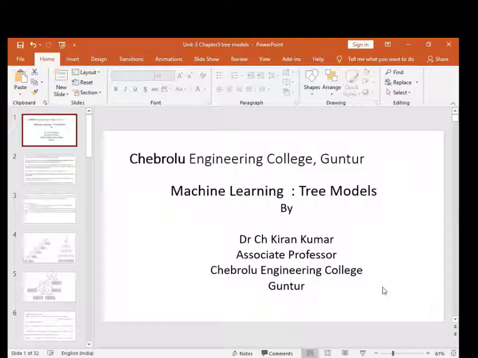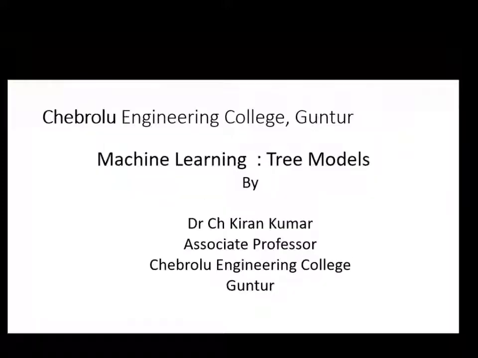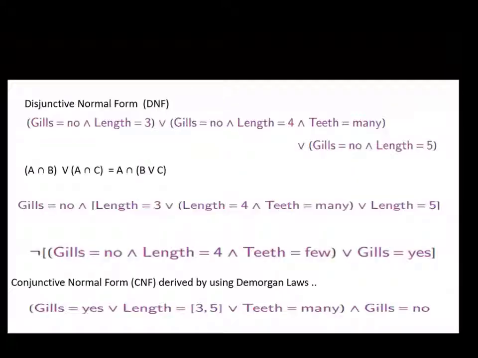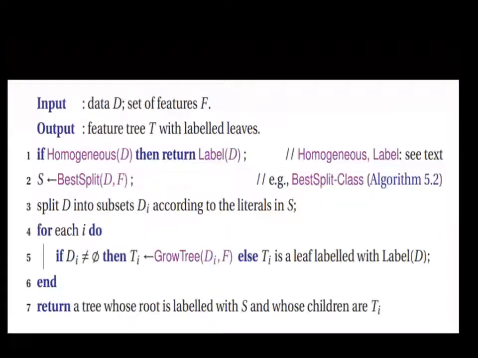Today we will see the next topic, tree models, my dear friends. Unit 3, chapter number 5. Till yesterday we have seen how to calculate entropy and Gini index, and how to select an attribute as a branch. Now we will see what the effects are: ranking. We have to see ranking now, my dear friends.